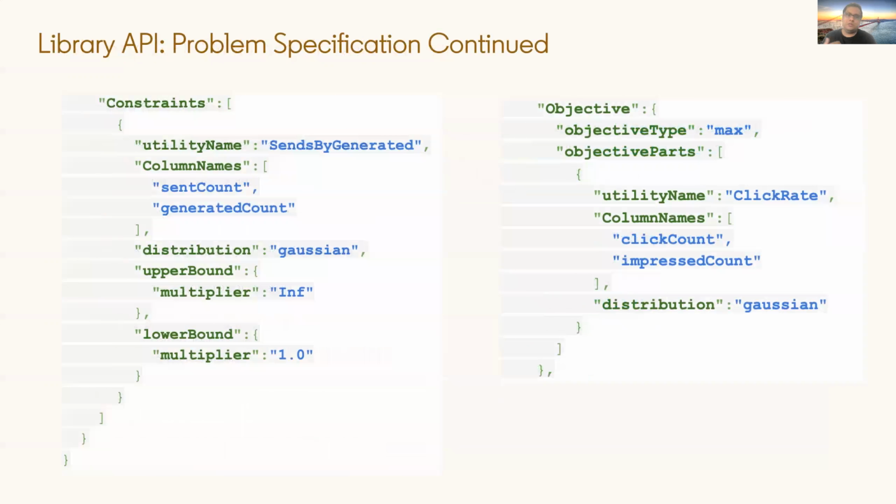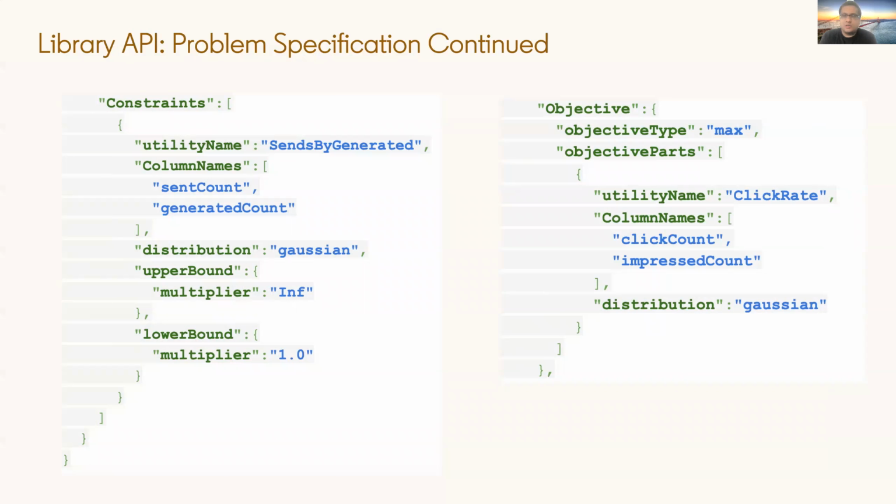And then the second aspect of this is you want to suggest what is the objective and what are the constraints. So let's look at the objective first. Over here we are maximizing, and the name of the utility is click rate, and how you compute it is by dividing the click count by impression count, and you're specifying how you want to model it as a Gaussian distribution. Let's look at the constraint.